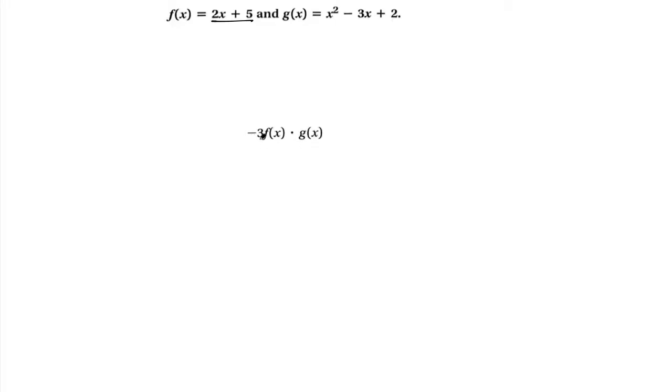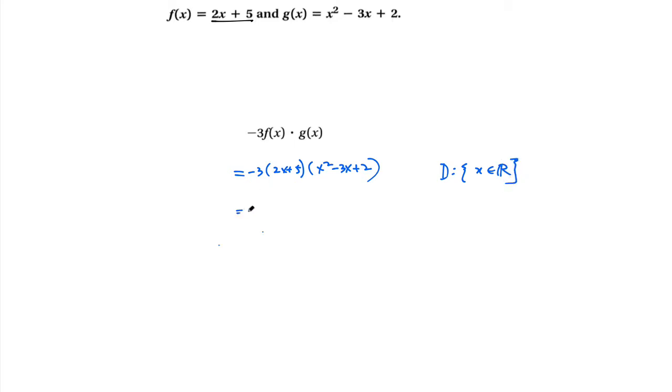We have a product of minus 3, f, and g. So minus 3, f is 2x plus 5, and g is x squared minus 3x plus 2. The domain for this does not change. The domain for this is all real values. So overall, it's just all real values.